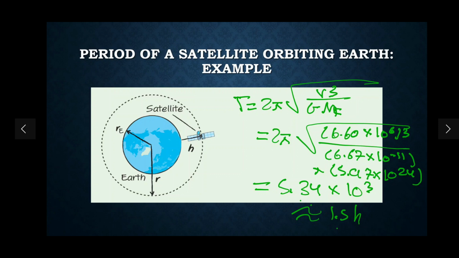So for the orbital radius of that satellite, we have found the orbital speed to be 7.77 times 10 to the power of 3 meters per second, and the period, it takes about 1.5 hours to orbit around Earth.